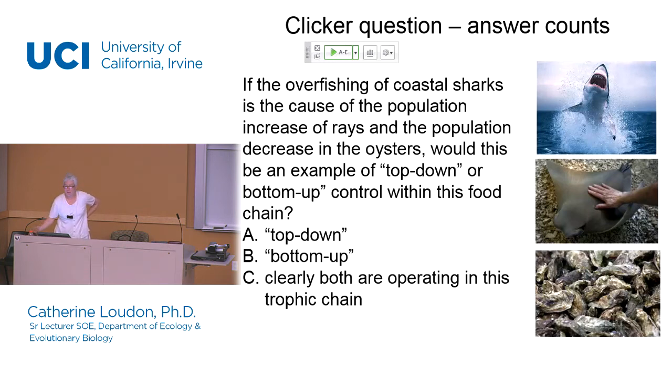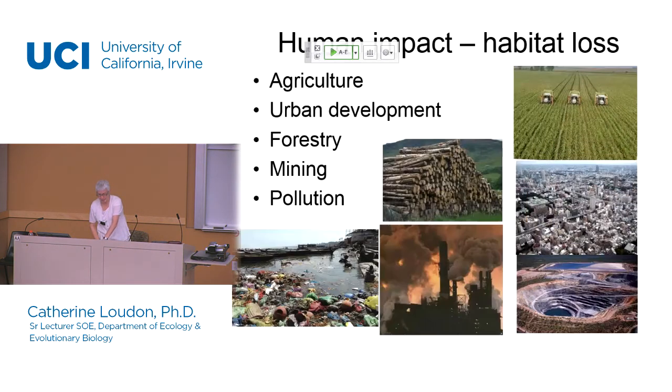So again, overfishing of coastal sharks. Numbers are driven down. It's causing an increase in the number of rays. Numbers are going up, causing then a decrease in the number of oysters, right? This kind of alternating changes going down through lower trophic levels then is classic top-down control. So nice job, guys.